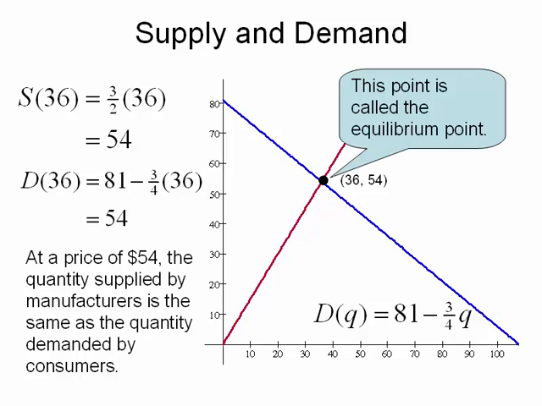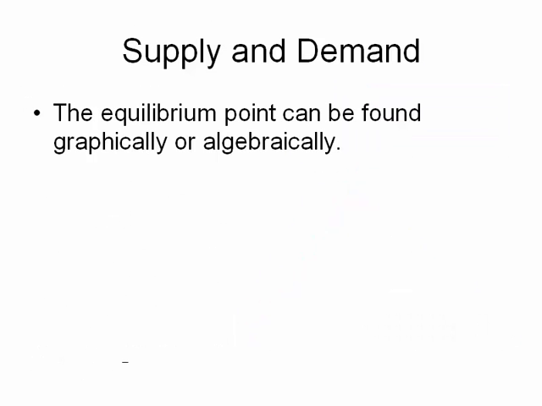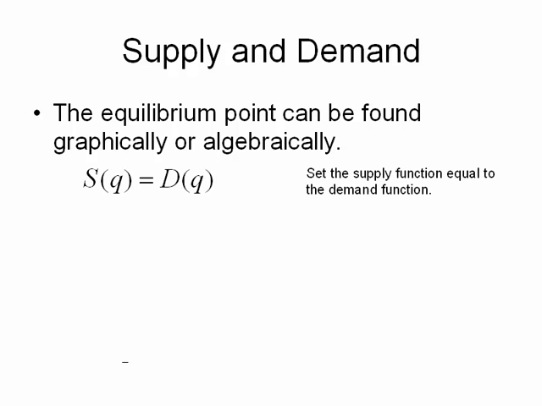This point is called the equilibrium point. In other words, what the suppliers want to supply and what consumers demand is exactly the same. Now this equilibrium point can be found graphically or algebraically. In the previous example, I just simply plugged some points in and observed that I got the exact same ordered pair. But in general, what we'll do is we'll set the supply function equal to the demand function. So if I go ahead and put in my two formulas here, I get 3/2 Q equals 81 minus 3/4 Q.